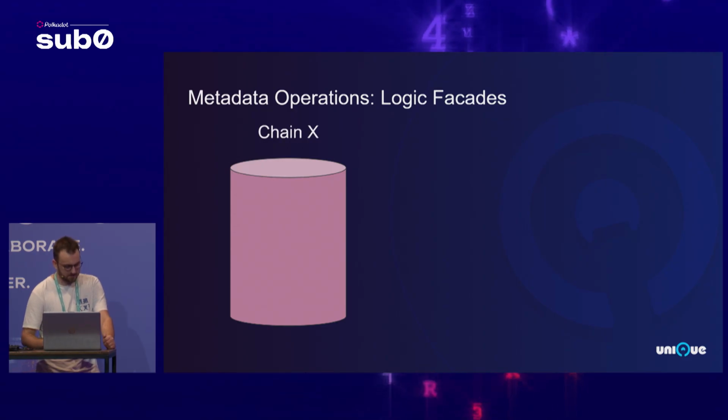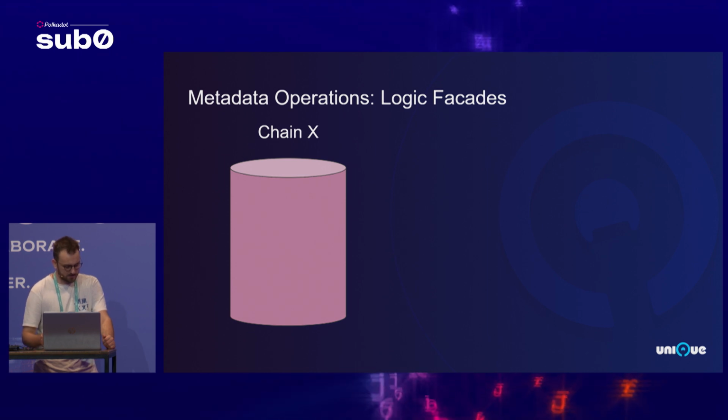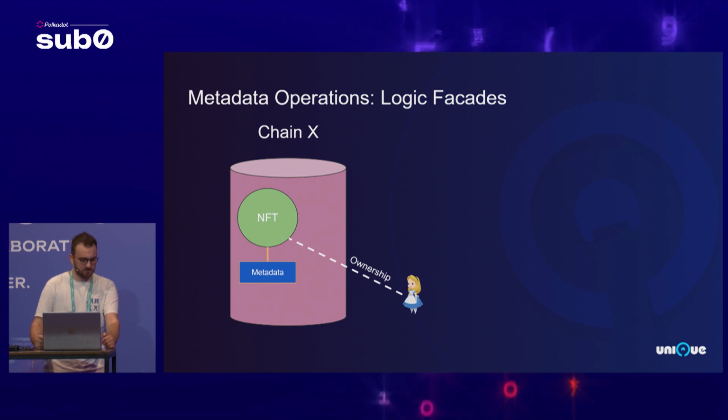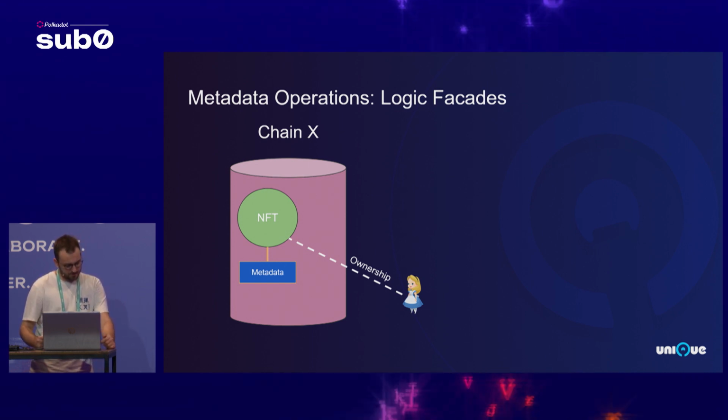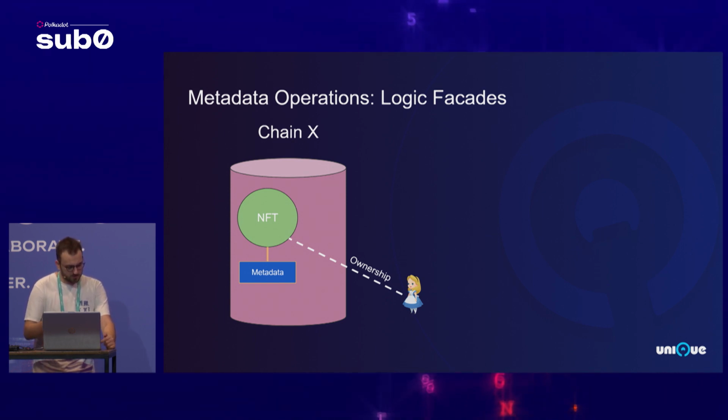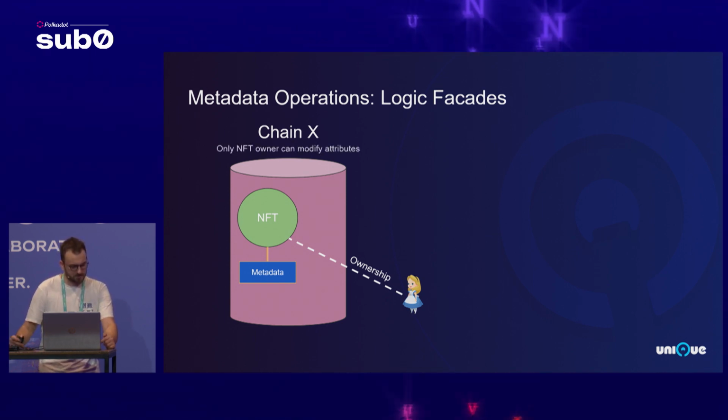Consider another use case. Let's say we have a parachain X, where we can create NFTs. For instance, Alice owns one there. Also, chain X allows the owner of an NFT to modify the attributes, but no approval mechanism is implemented on this chain. So on chain X, only the NFT owner can modify attributes.